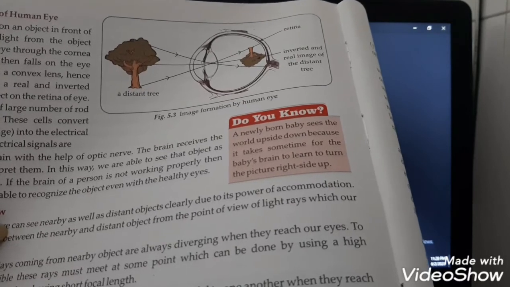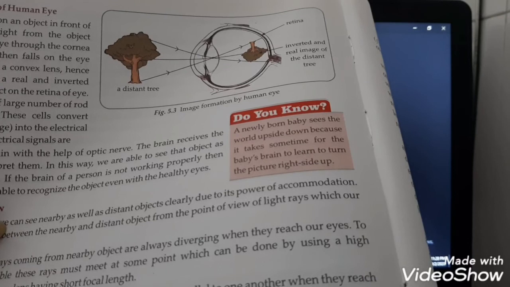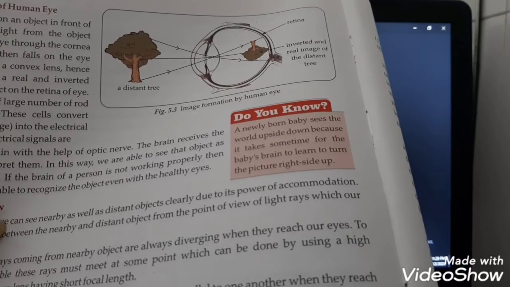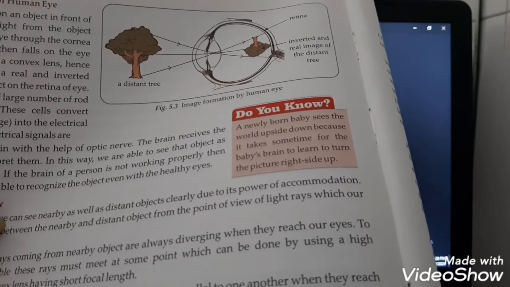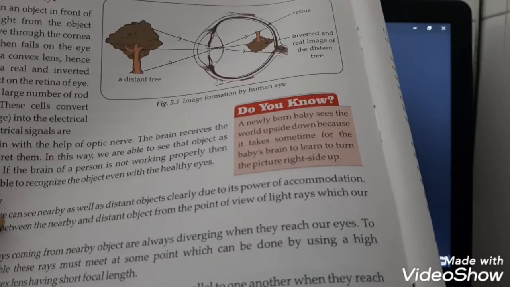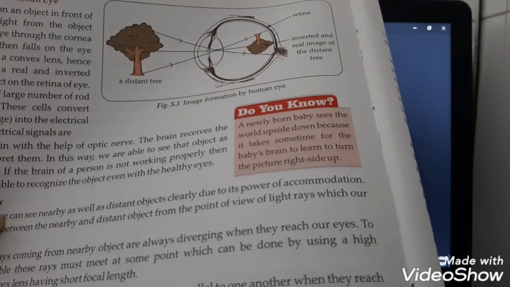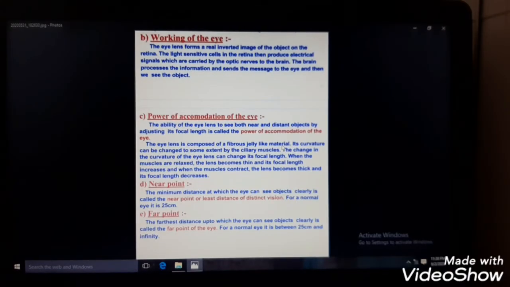Okay, as you can see in this book, the distance tree is kept. Can you see this? The light rays are passing through this convex lens and forming an inverted image at retina, but the brain gets this electrical signal and converts it into its actual form, and then you are able to recognize the things. Then moves to the next topic, that is power of accommodation of the eye.